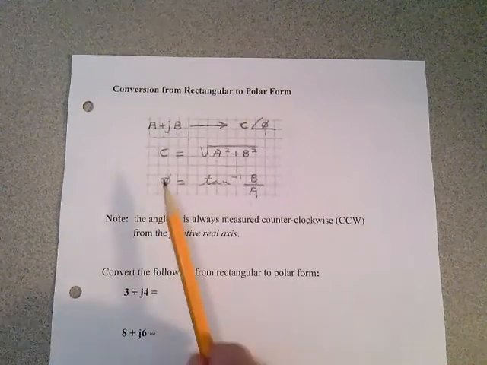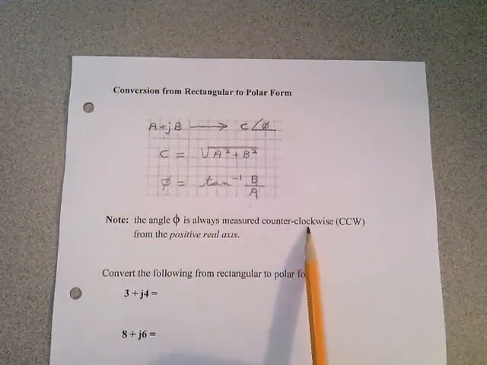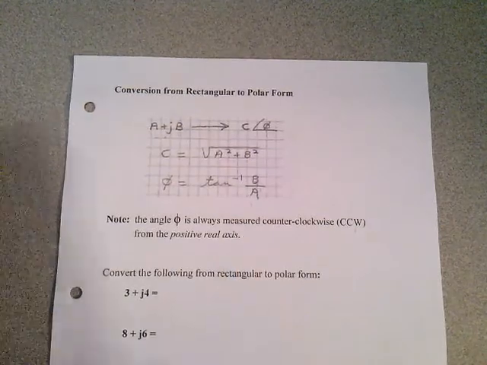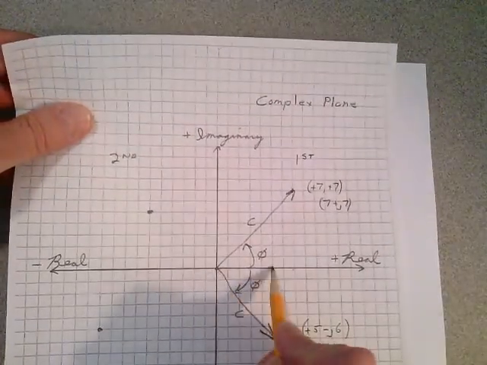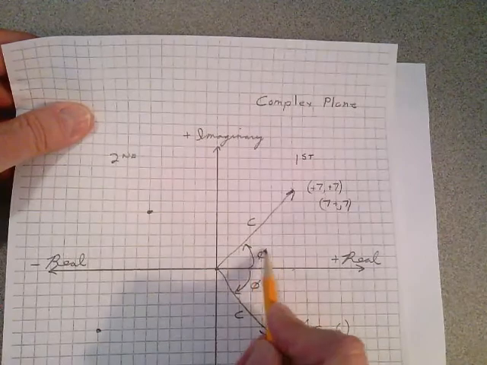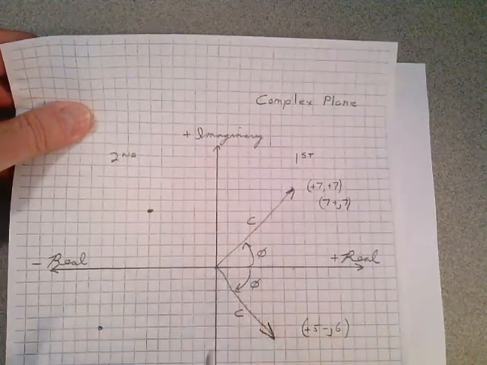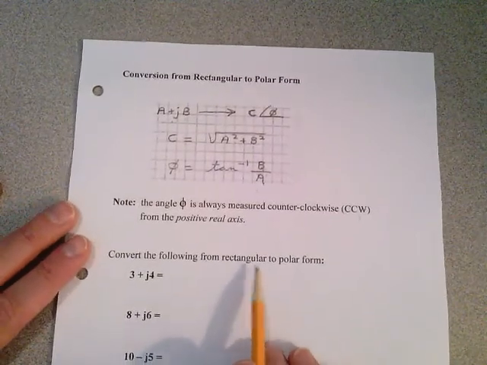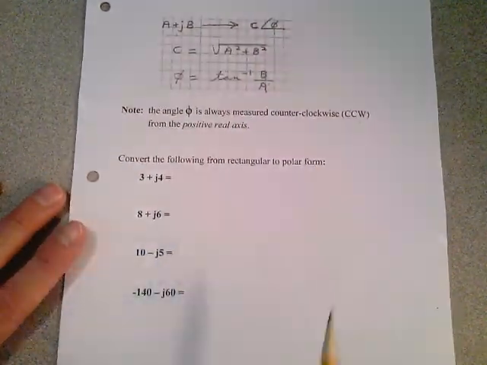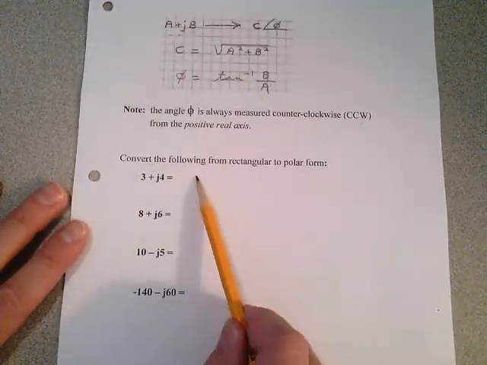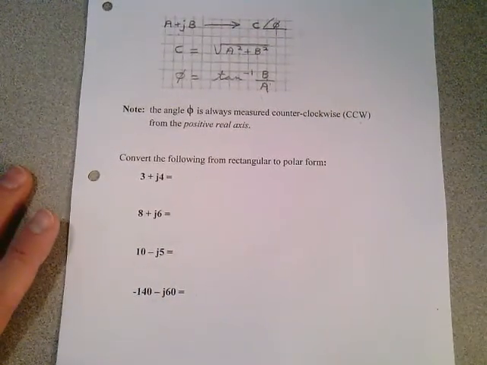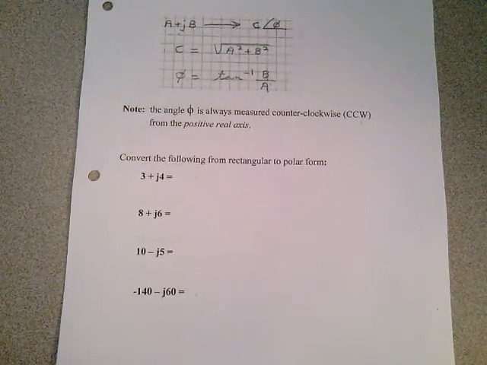The angle phi here is always measured counterclockwise from the positive real axis. It's always measured from this point right here, either referenced this way or referenced this way. We have examples to show you that. So I want you to convert the following rectangular to polar forms here. I want you to take your time and convert this, convert this, and convert that. Stop the video and try it and see what you come up with.